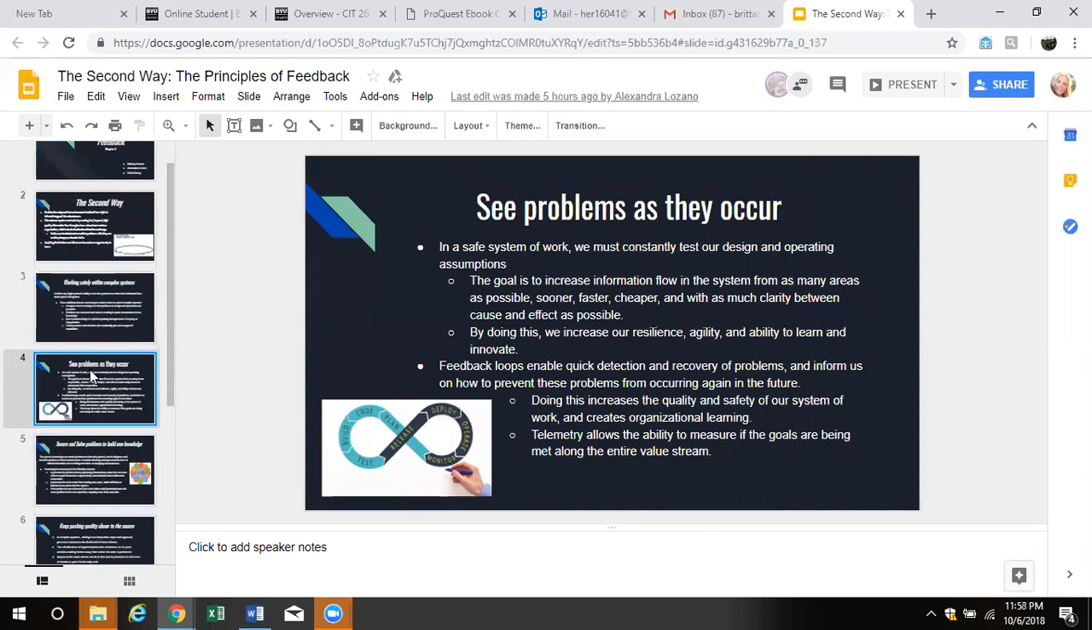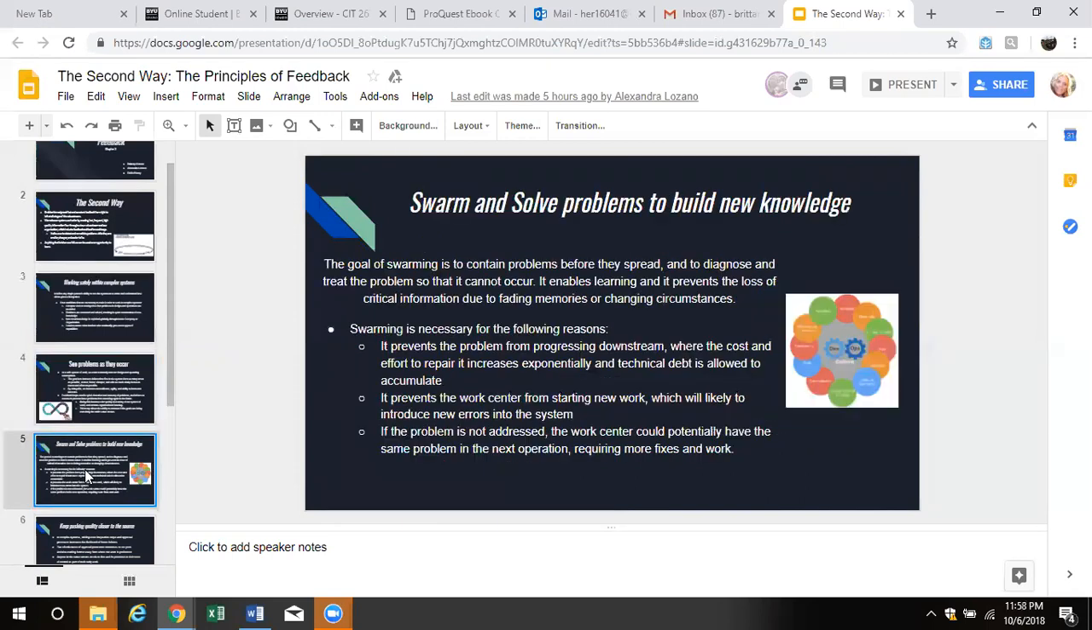It's better to fix the problem as soon as it occurs in the local area than keep it going throughout the system and affecting other things. Swarm and solve. The goal of swarming is to contain problems before they spread and to diagnose and treat the problem so that it cannot occur later. It enables learning and it prevents the loss of critical information. Swarming is necessary because it prevents the problem from progressing downstream, and it prevents the work center from starting new work. If the problem is not addressed, the work center could potentially have the same problem in the next operation.